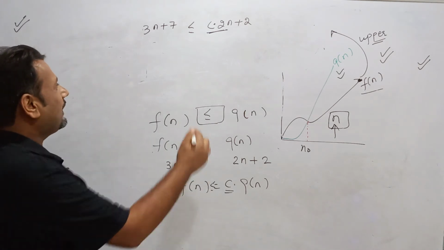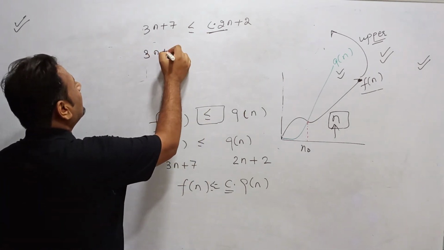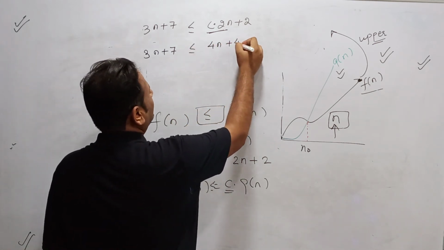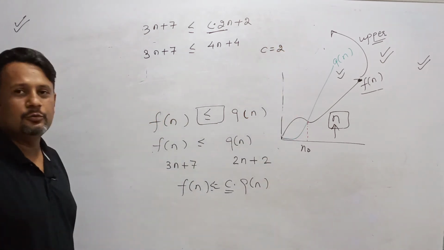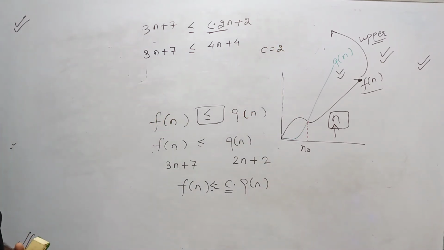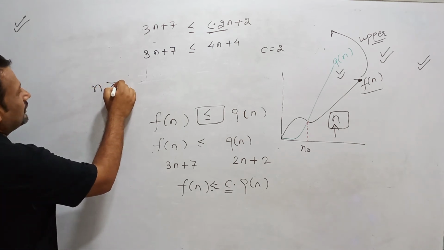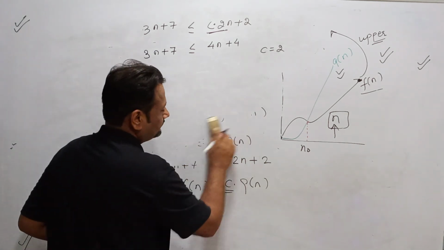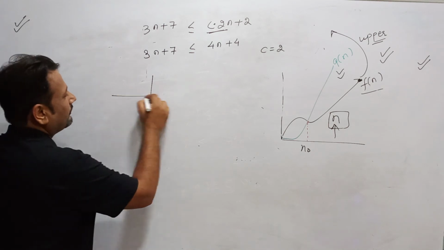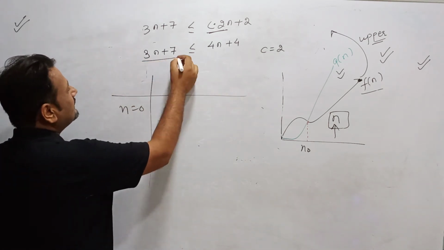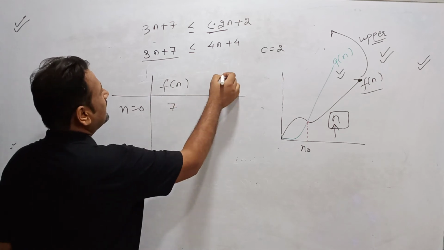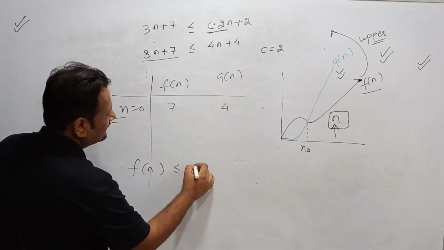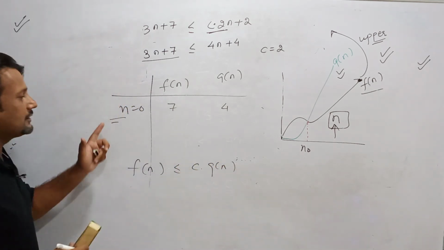After that, 3n + 7 is less than or equal to 4n + 4. What value of c have we taken? 2. Now check whether this is going to be perfect or not. For any value of n greater than or equal to 0, let me take n = 0. f(n) will give you 7. g(n) is going to give you 4. So this f(n) cannot be written as less than or equal to c into g(n) for n = 0.